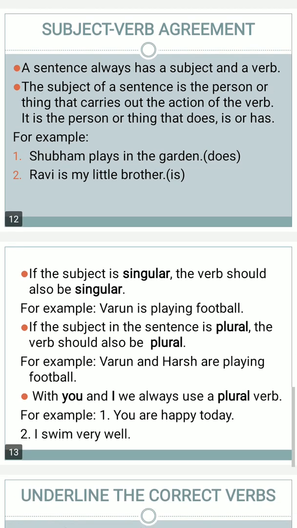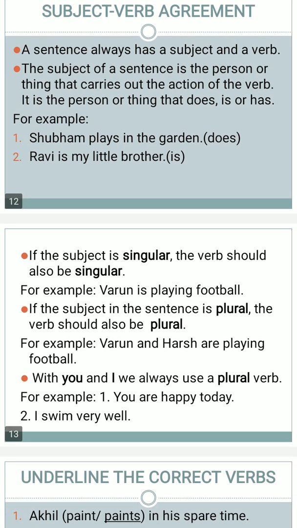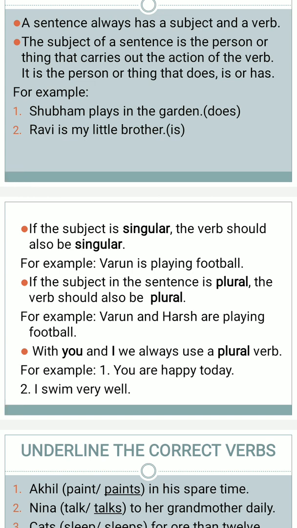Now in the subject verb agreement, the thing is that if the subject is singular, the verb should also be singular. The verbs here are is, was, were. So if the subject is singular, we have to make sure that the verb should also be singular. For example, Varun is playing football, so Varun is the subject here and the verb used here is "is". Varun is singular and the verb is also singular.